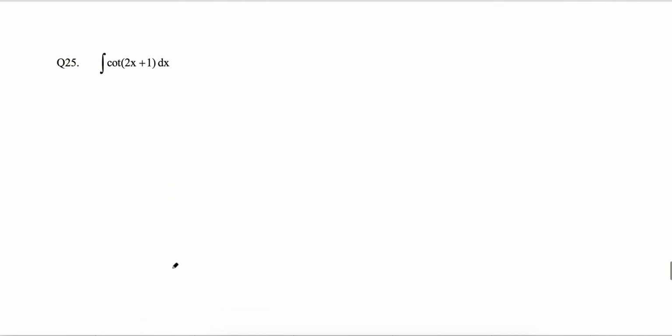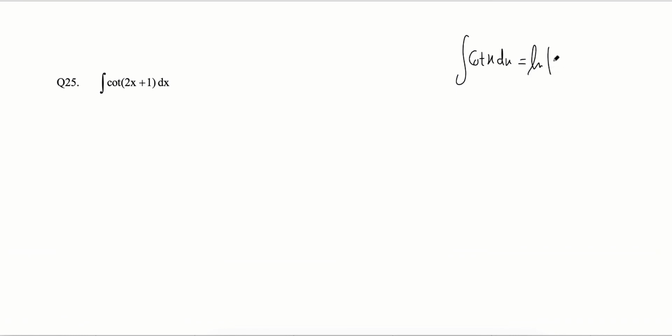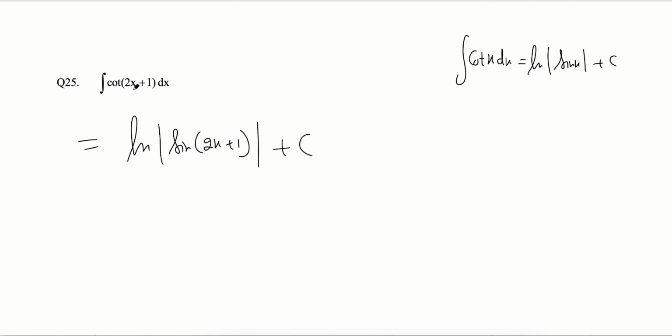Yes, this is the last question. Cot x integration. Cot x dx. What was that? Ln mod... Cot x integration, no, correct: ln mod sin x plus c. Correct? So integration will be ln mod sin of 2x plus 1 plus c. But the coefficient of x is 2, so I will divide by 2. Finish. This will be the answer.